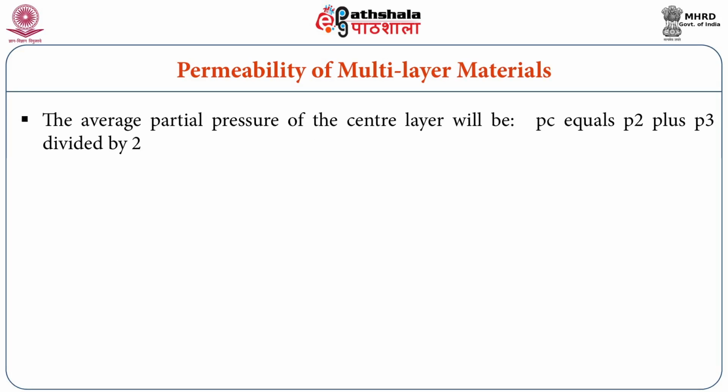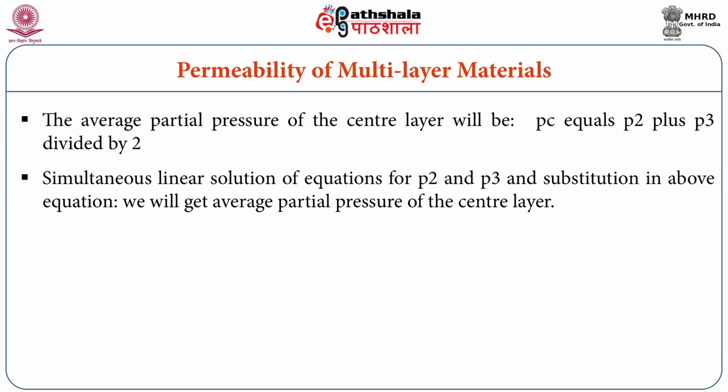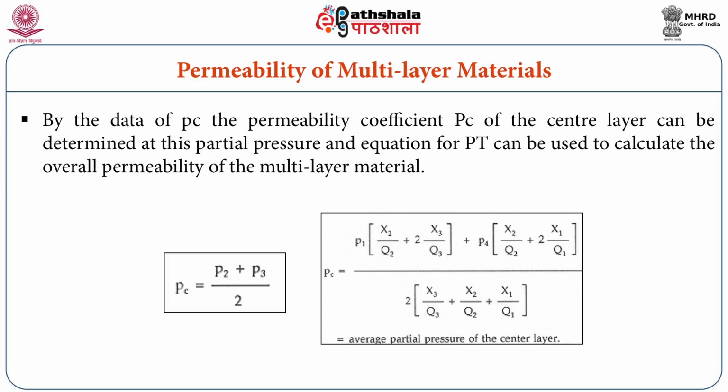The average partial pressure of the center layer will be Pc = (P2 + P3) divided by 2. Simultaneous linear solution of equations for P2 and P3 and substitution in the above equation will give the average partial pressure of the center layer. By the data of Pc, the permeability coefficient of the center layer can be determined at this partial pressure, and the equation for Pt can be used to calculate the overall permeability of the multi-layer material.